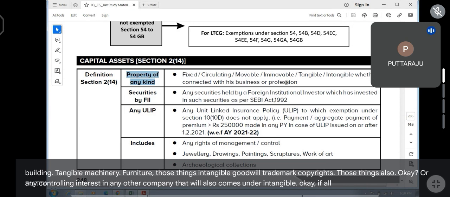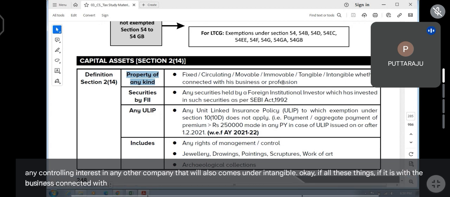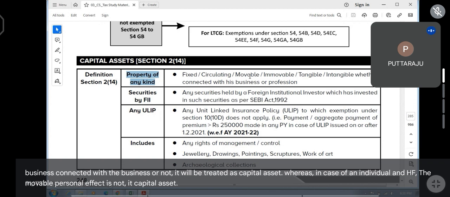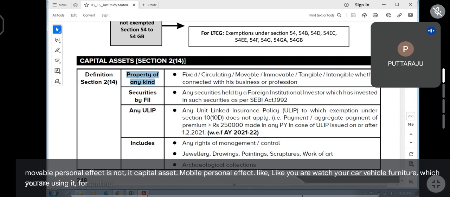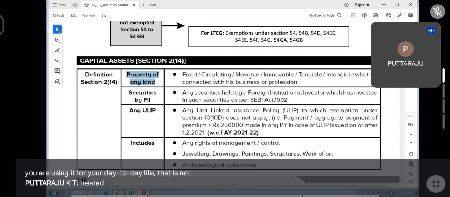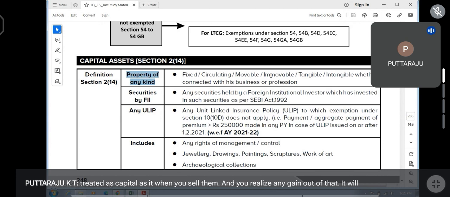If all these things are connected with the business or not, they will be treated as capital assets. Whereas in case of an individual and HUF, movable personal effects are not capital assets. Movable personal effects, like your watch, your car, vehicle, furniture, which you are using for your day-to-day life, are not treated as capital assets. When you sell them and realize any gain out of that, it will not be treated as capital gain.